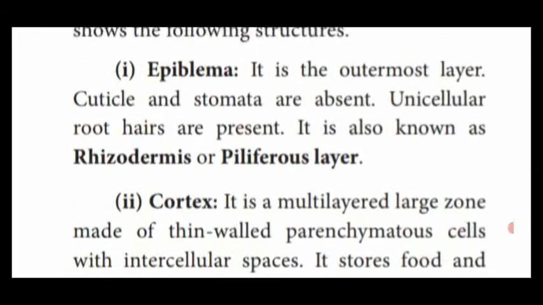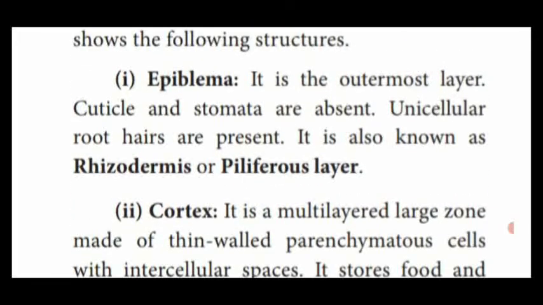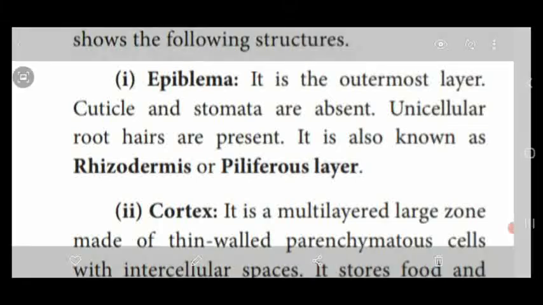First one is the epiblema or epidermis. So epidermis means what? We have already seen it in the epidermal tissue system. It is the outermost layer which is protective in function. It has fine hair-like outgrowths called root hairs, which absorb water and mineral salts from the soil.